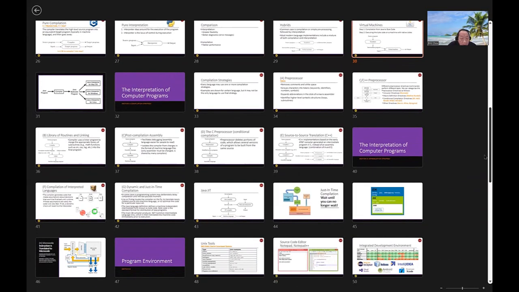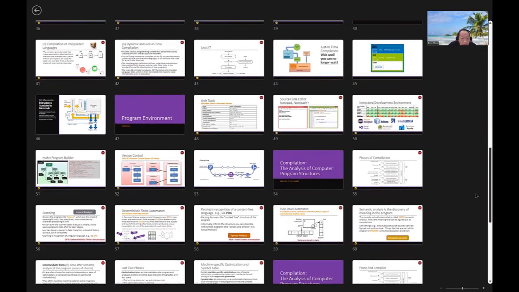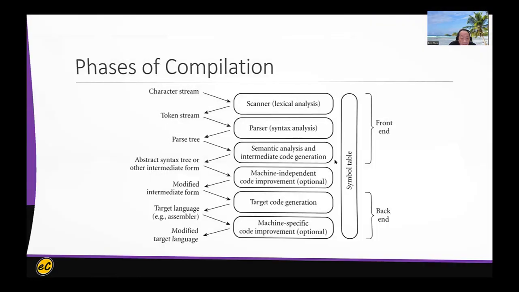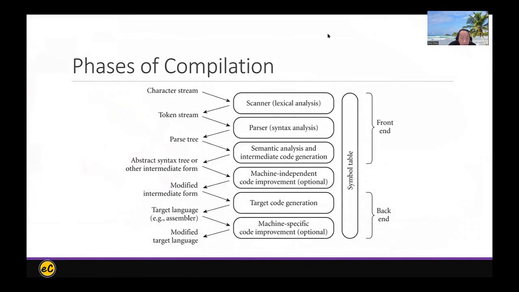Then, in the compilation, we jump ahead more. In compilation, we actually have several stages: lexical analysis, syntax analysis, semantic analysis, machine independent analysis, and then machine dependent improvement. These are the different stages in compilation.